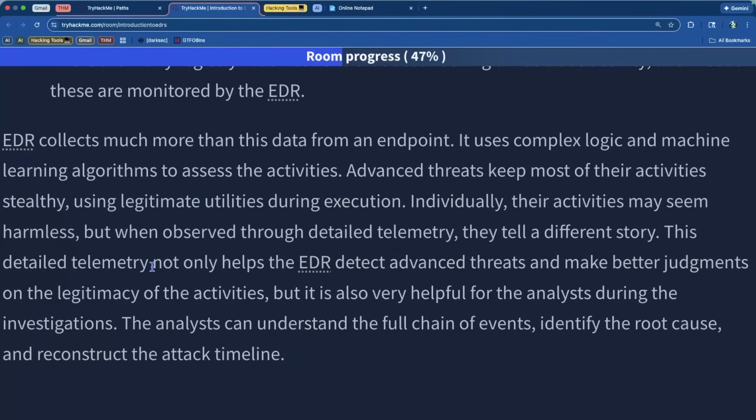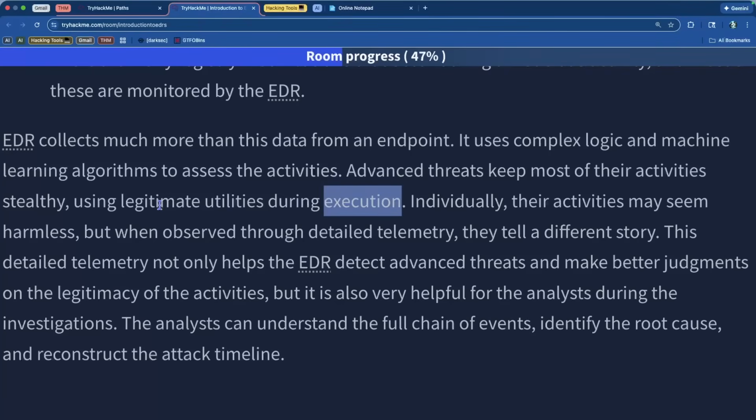The EDR collects much more than this. It uses complex logic and machine learning algorithms to assess these activities. Advanced threats keep most of their activities stealthy using legitimate utilities during execution. We call this LOL binary, so living off the land.